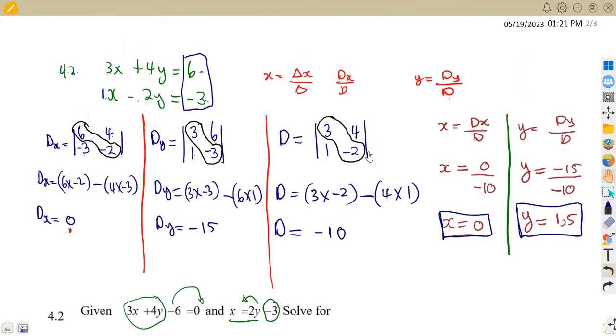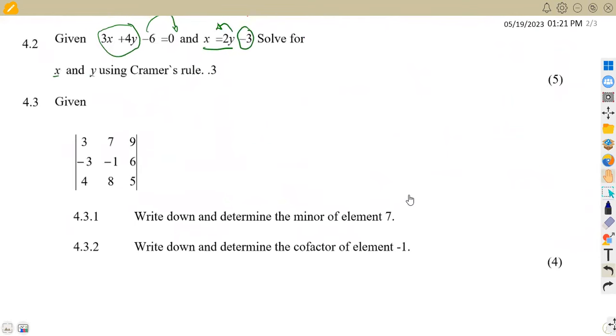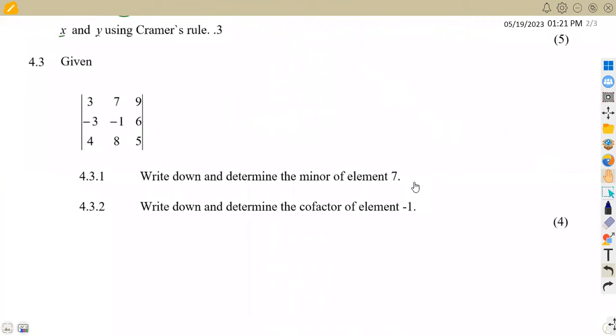So that is how you can prove to see if the values of x are truly the ones that are needed. All right, so that's our question 4.2 in this case, using Cramer's rule. Okay, 4.3, we are given in this part to write down and determine the minor of element 7.